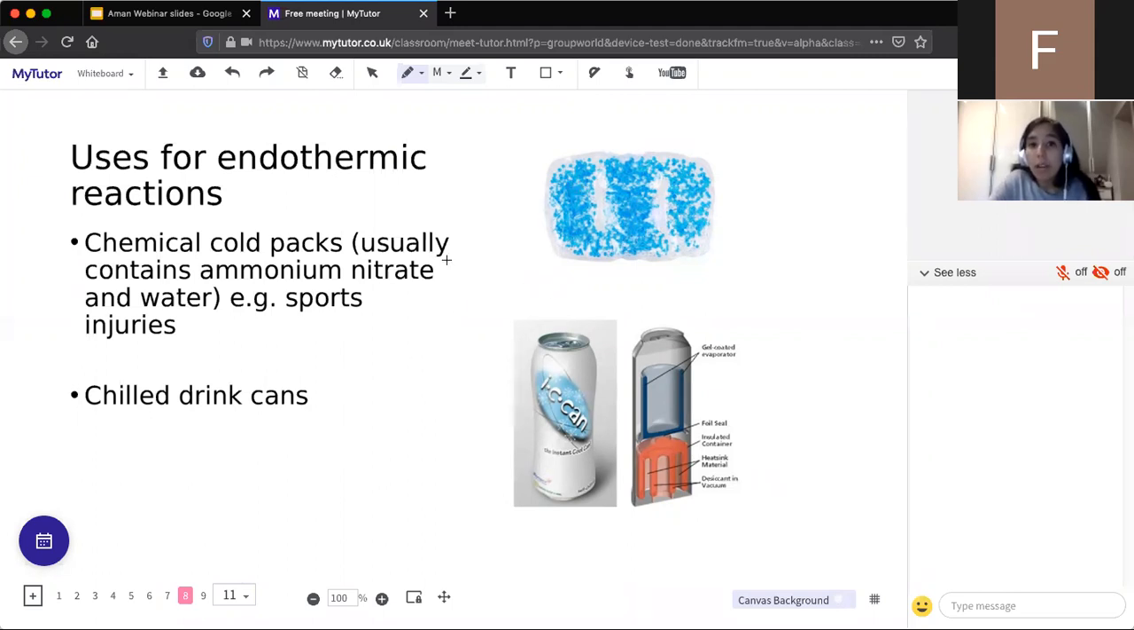What they tend to have is ammonium nitrate and water in them, and they'll be completely separated. But if we hit that cold pack or move it around a lot, the ammonium nitrate and the water will be allowed to react. And because it's an endothermic reaction, the temperature will decrease.